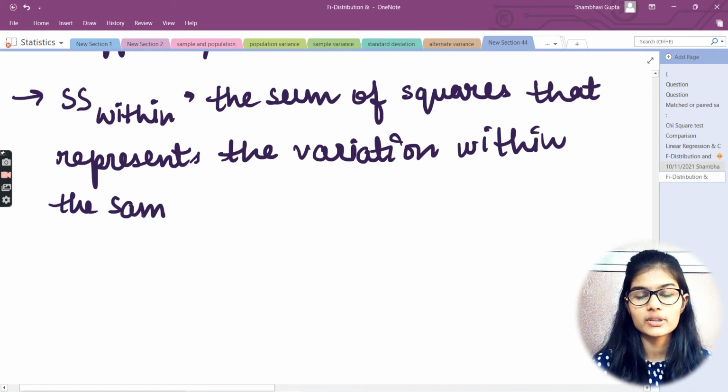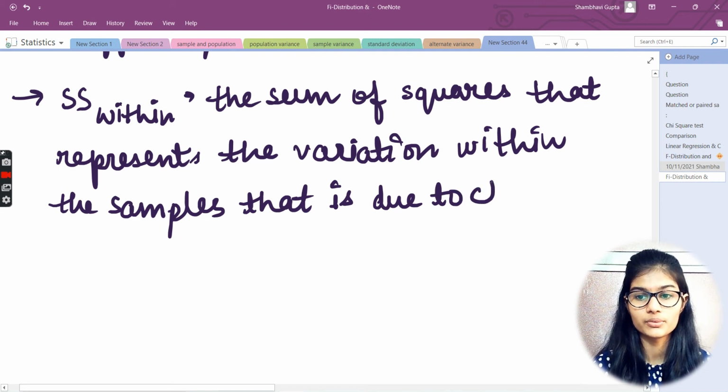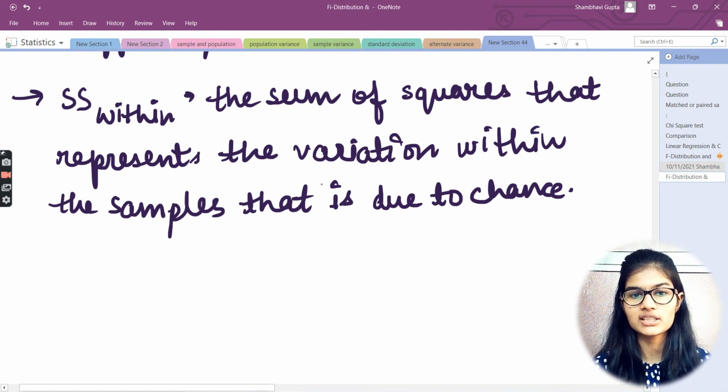The sum of squares that represents the variation within the samples, that is due to chance. So here goes the chance. So SS within is basically the sum of squares that represents the variation within the samples, and that is basically due to chance, right?